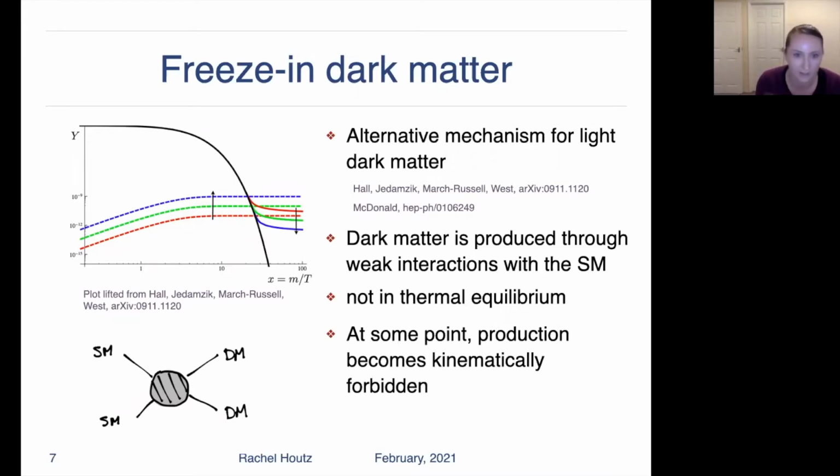And you can see in this plot that I stole from Hall and friends in their first paper where they introduced this, that the yield of the dark matter slowly increases as more and more of it's produced until eventually kinematically this process becomes forbidden. And then these interactions sort of turn off and the relative abundance is set. And this is usually controlled by the late time behavior. And this is also relevant for the production mechanism that I'm going to introduce. So it's nice to review the two different main ways people talk about producing dark matter.